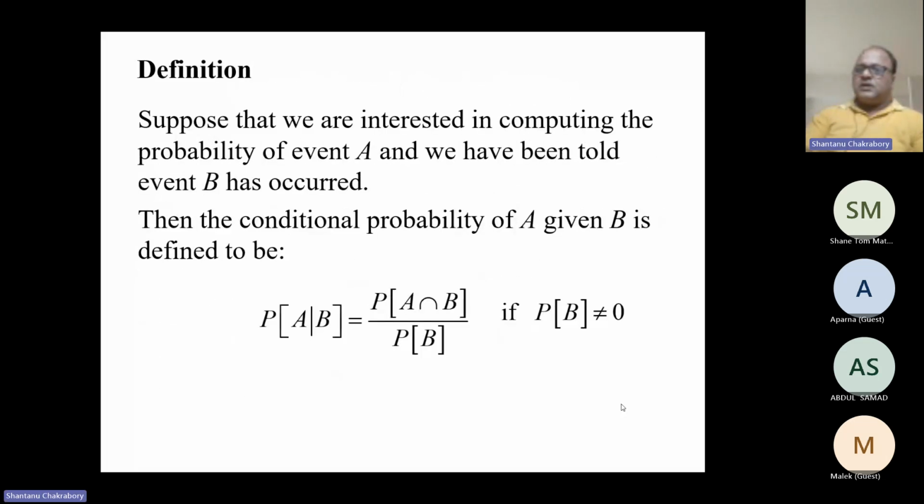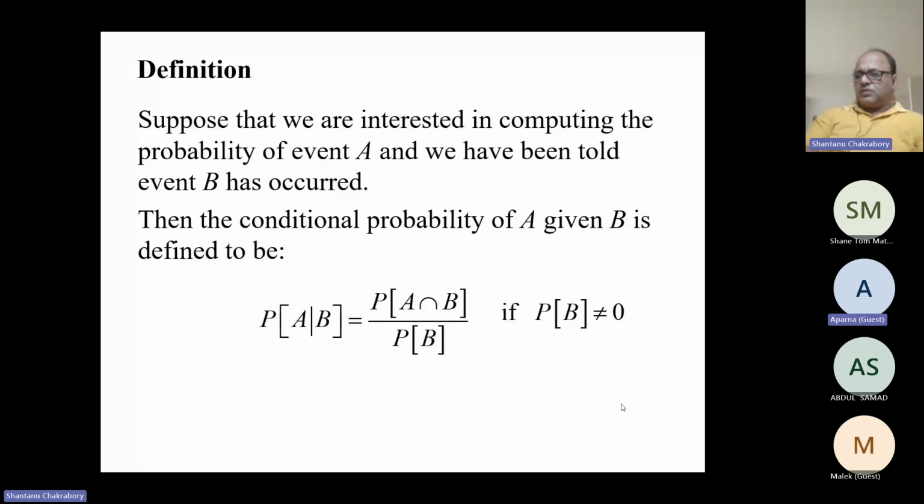So suppose that we are interested in computing the probability of an event A and we have been told that the event B has occurred. Then the conditional probability of event A given event B is defined like this: P(A ∩ B) divided by P(B), that is, the intersection of events A and B divided by the probability of the event B, where the probability of event B should not be equal to 0.